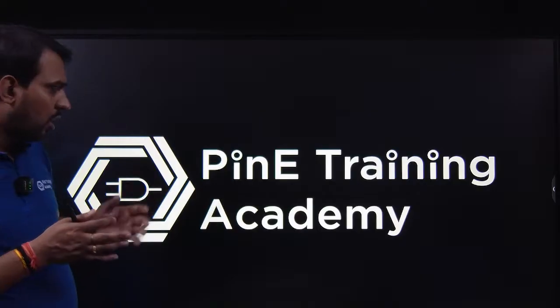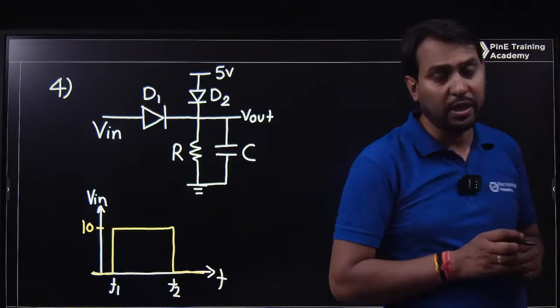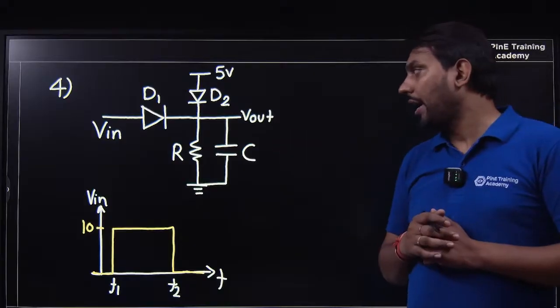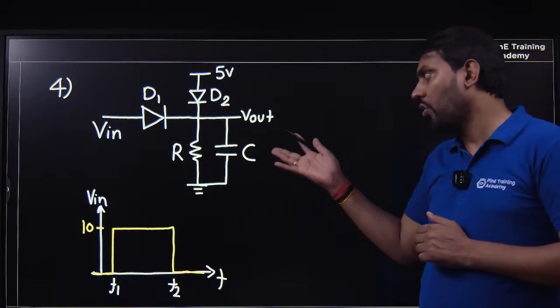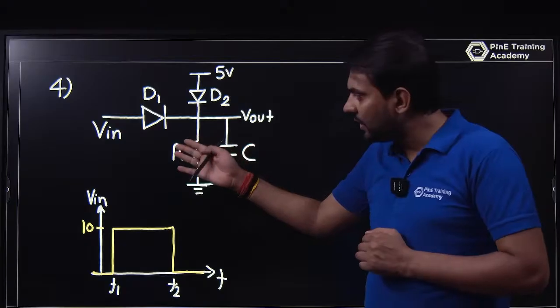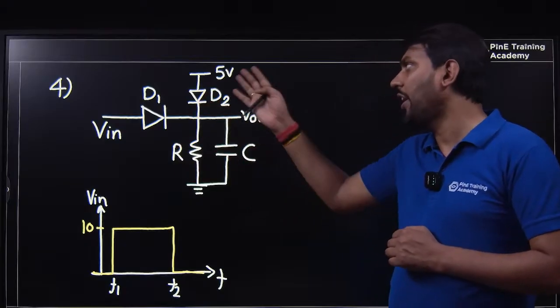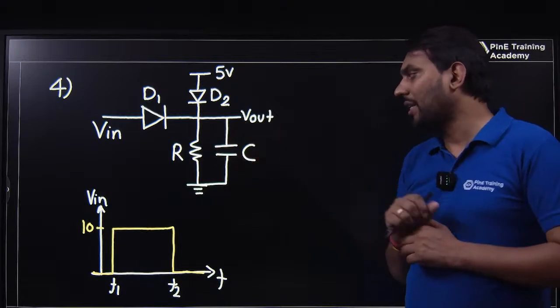So today we have one more question. Last time we discussed one question with a diode, and I gave an assignment in the last class. If you have done it, that is okay. If you haven't, please solve it with me. We have an input voltage, diodes D1 and D2, and D2 is connected with a 5-volt supply, and you have a resistor and capacitor.